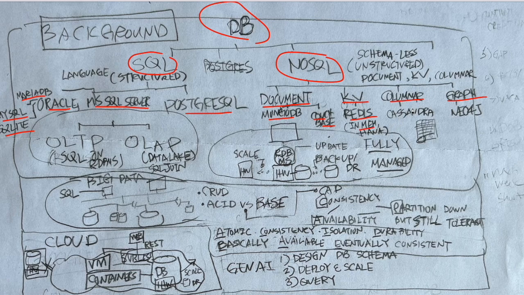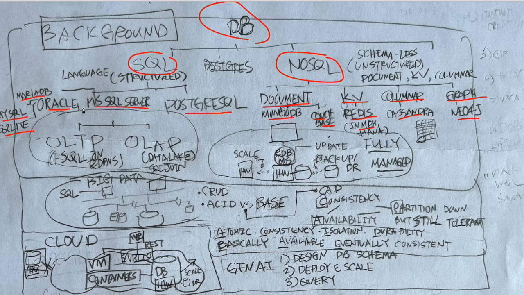And then columnar is good for adding an entire column of data without touching the other columns, and this is good for summation, finding averages, and Cassandra is a popular option. And for graph database, Neo4j is one of the top choices.